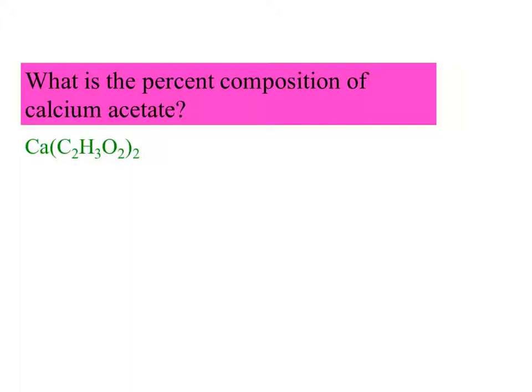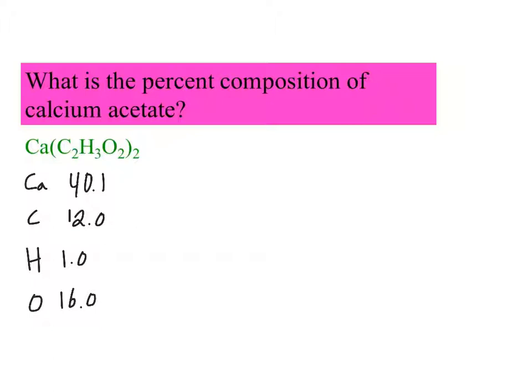So calcium acetate, I need to find a total. I'm going to do that by finding the molecular weight or the molar mass of this compound. So first I need to write out my elements because I need to find the molar mass. So I'm going to have calcium, carbon, hydrogen, and oxygen. Calcium has a weight of 40.1, if I round to the nearest 0.1, 40.1. Carbon has a mass of 12.0, hydrogen 1.0, and oxygen 16.0.